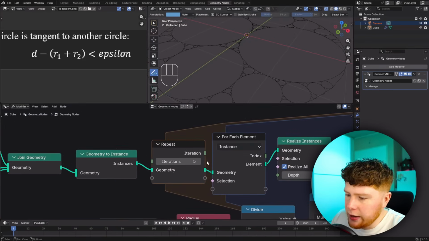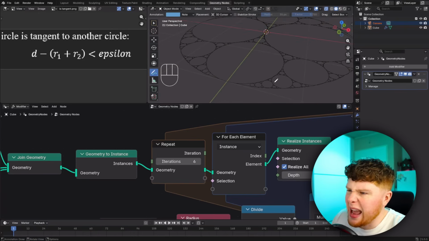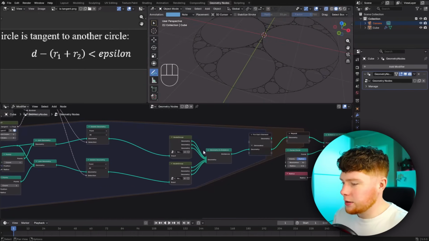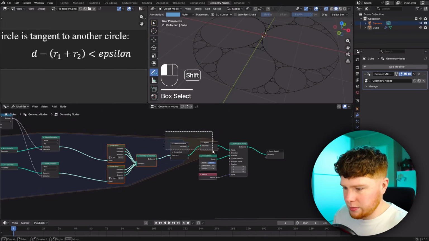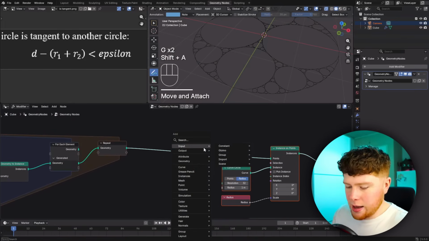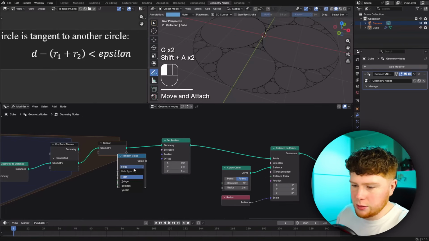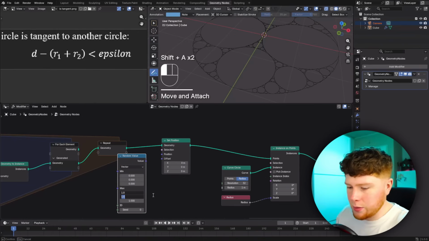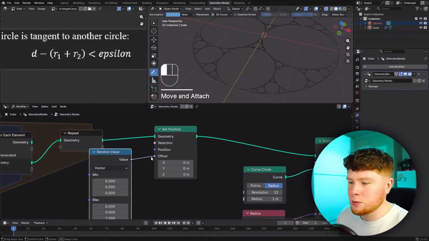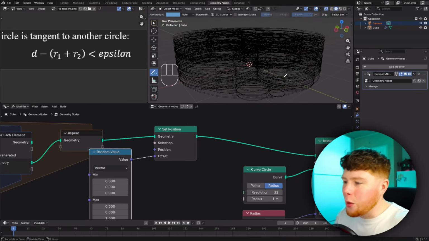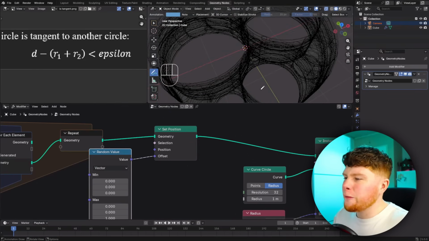However, you will see if I put the iterations on 6, it starts lagging a little bit. And the reason for that is a little bit hidden, because let me do this. Let me make a little bit more space, and let me add a set position node and a random value node, which we set on vector. I want to have a random Z location. Let's put it like this. You see, we have a lot of duplicated points, and that takes a lot of computer power.